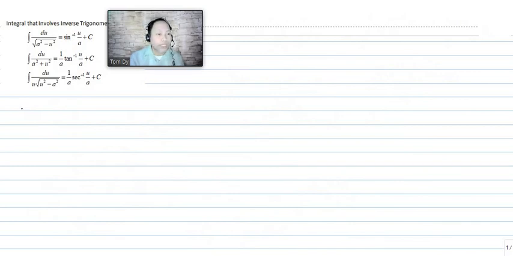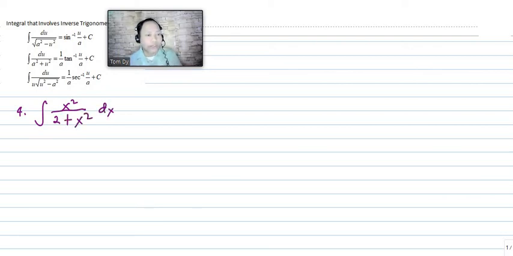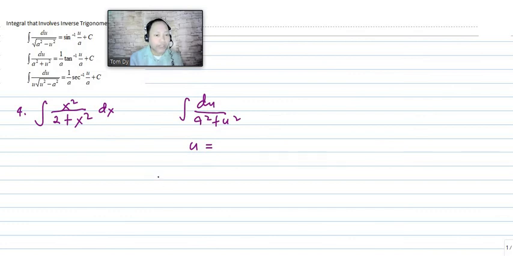Next example, we have number 4. The integral of x squared over 2 plus x squared dx. So notice this one. If you observe, this is similar to du over a squared plus u squared. Again, if we use directly that formula, du over a squared plus u squared, then we have to check our u.